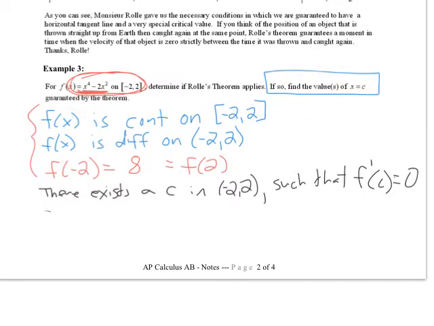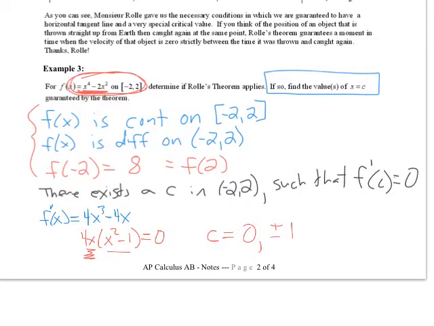First thing we need to do is find the derivative. F prime of x is equal to 4x to the third minus 4x. And we want to set that derivative equal to 0. So I did it here and factored out the 4, and we were able to factor out an x. And we find that there are three values. So c can equal 0 or plus or minus 1. And all three of them are in the provided interval.